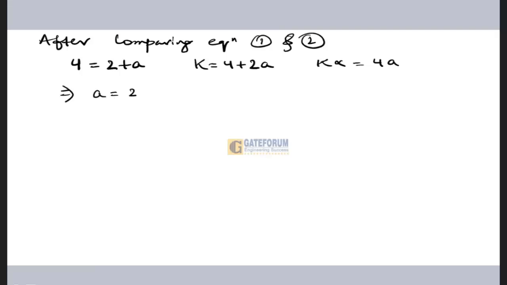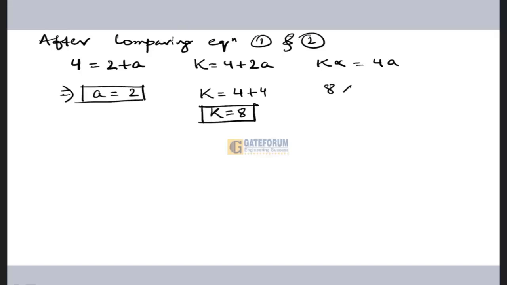a is 4 minus 2, that is 2. If I put it here, I'll get the value of k. So 4 plus 2 into 2 is 8. So k will be equal to 8. And if I put the value of k here, so 8 alpha, and a is 2, so 4 into 2 is 8. So alpha will become 1.